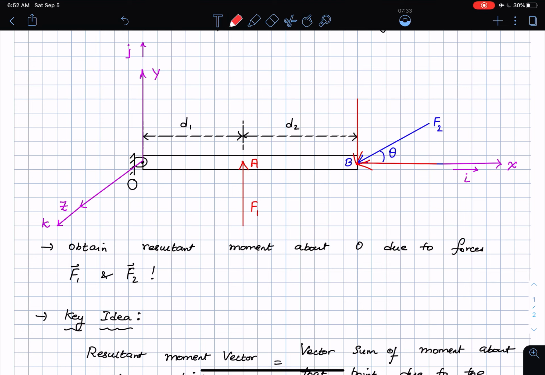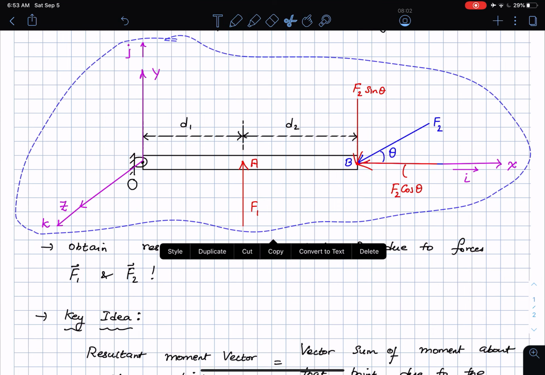And it is fairly straightforward to see that this is going to be F2 times sine theta, and this is F2 times cosine theta. Okay, which means that I'm going to have this force F2 replaced by F2 sine theta and F2 cosine theta, and I'm going to redraw this figure once again. So I'm going to take this entire figure, including all of these axes, and copy that and bring it onto the next page.